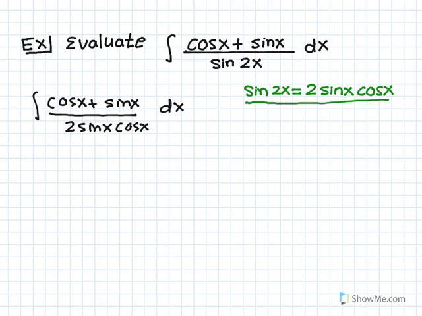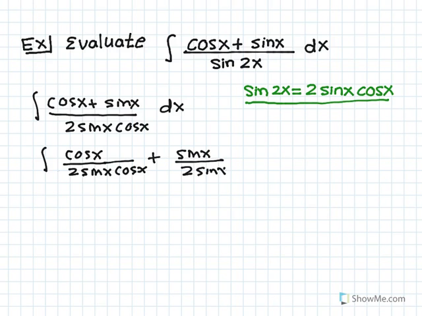Now we're going to split up the fraction, so we have the integral of cos x divided by 2 sine x cos x plus sine x divided by 2 sine x cos x. The reason for splitting up the fraction was so that we can get these cancellations. Cosine x at top cancels with cos x in the denominator, and similarly sine x at top cancels with sine x at the bottom.